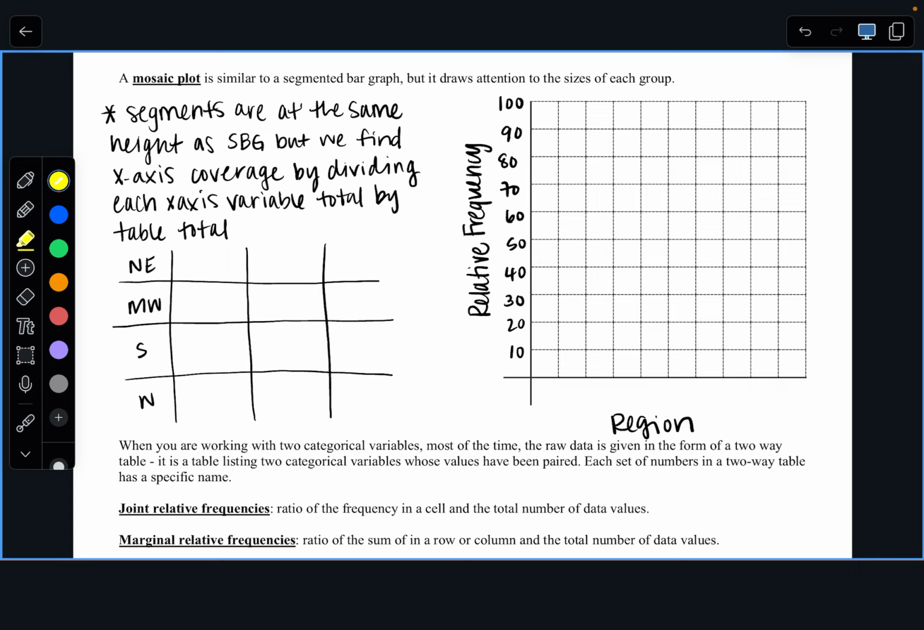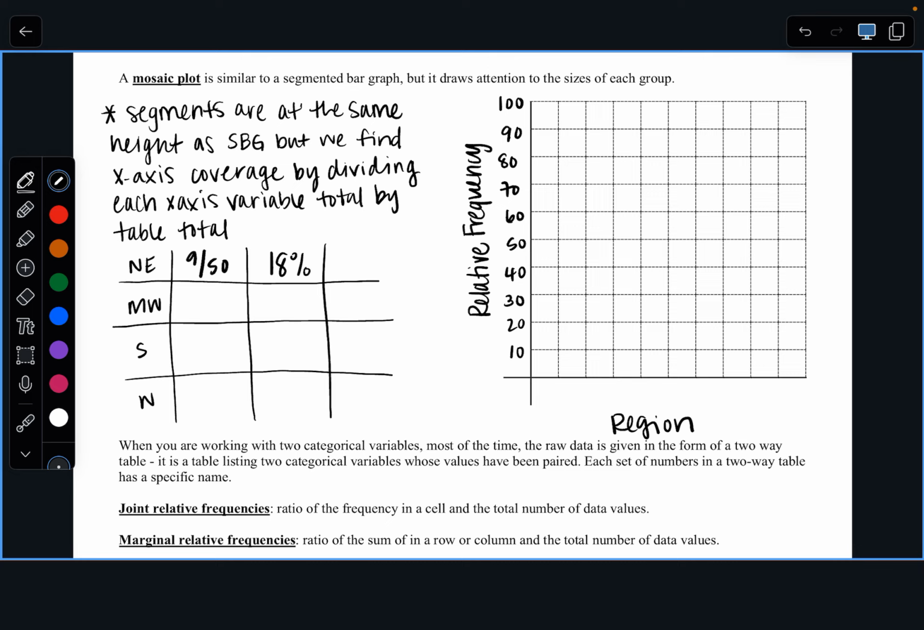So the first thing that we have to do: in the segmented bar graph, all the bars were the same width. What the mosaic plot does is it takes up space depending on how many people are in each individual sample. So in this case, the Northeast, they had 9 states out of 50. So I would take 9 and divide it by 50. That's about 18%. So 18% of my x-axis should be taken up by the Northeast bar.